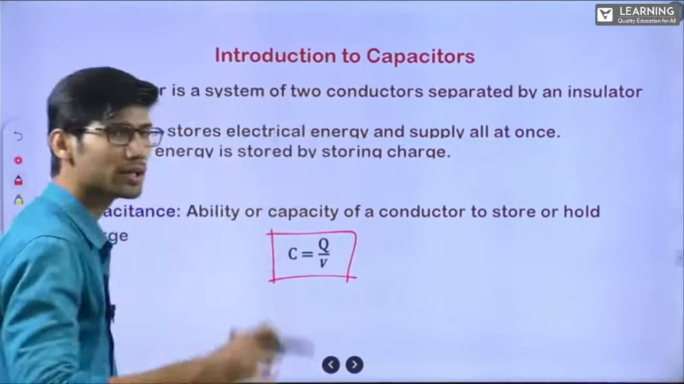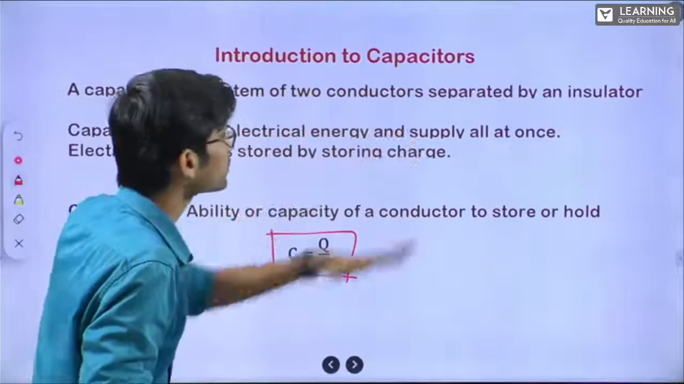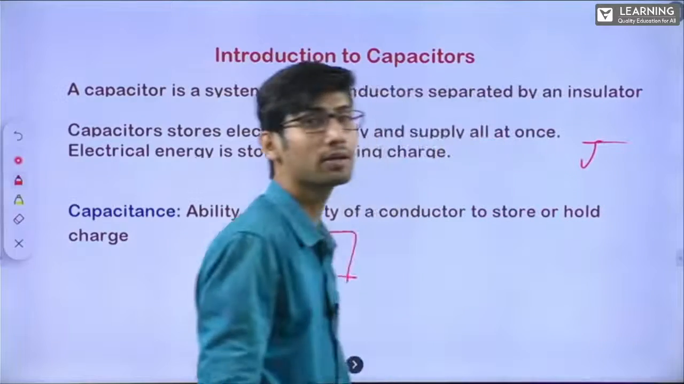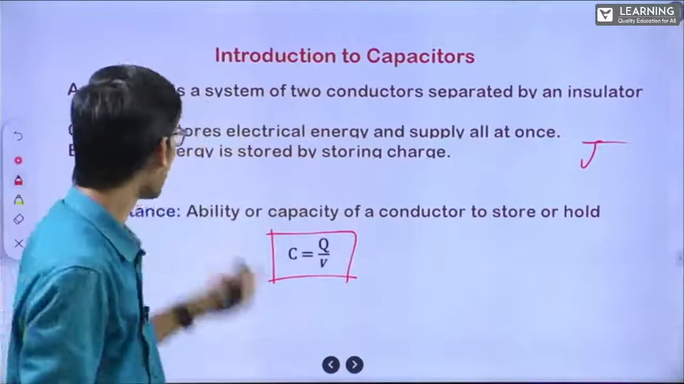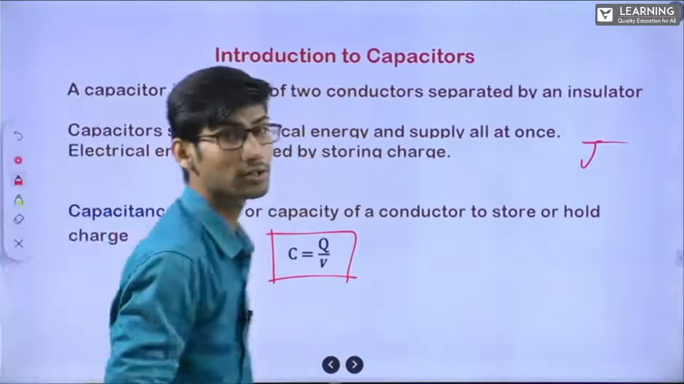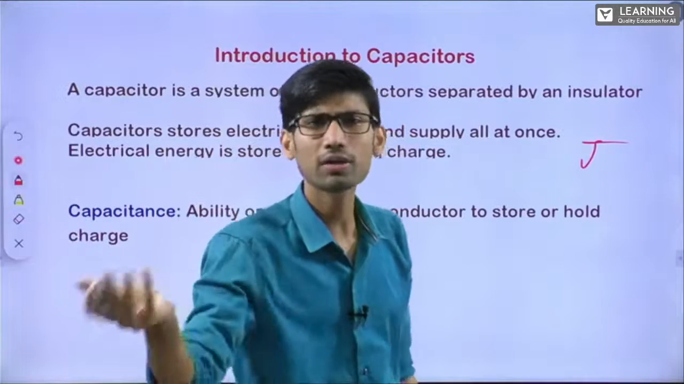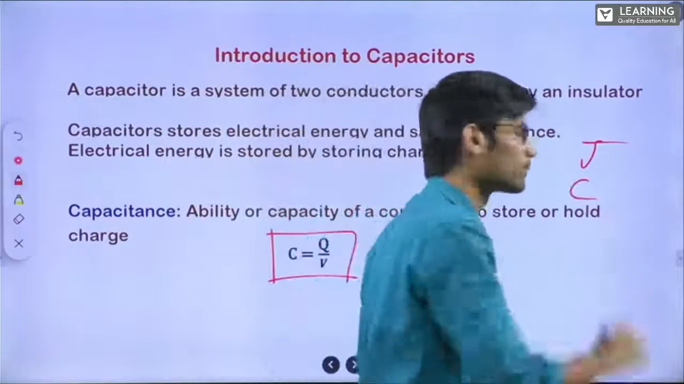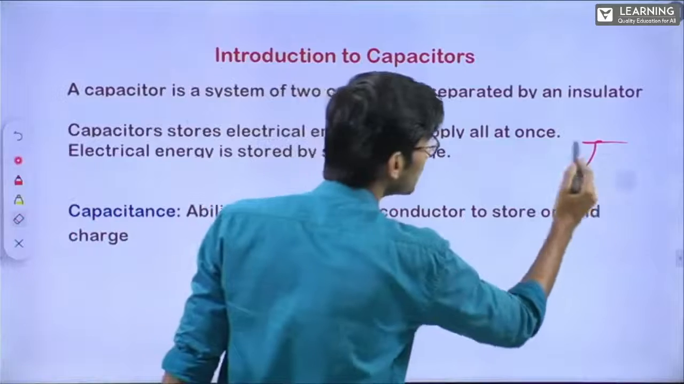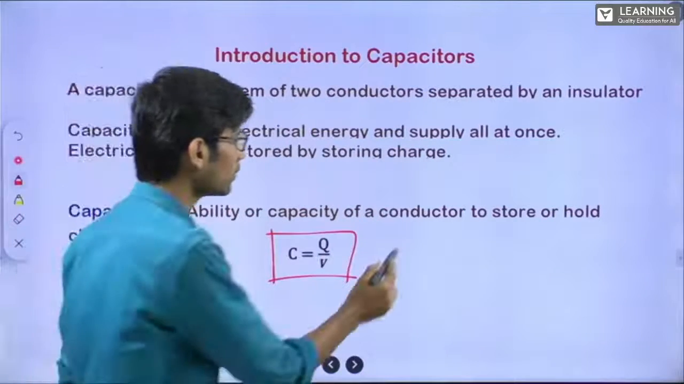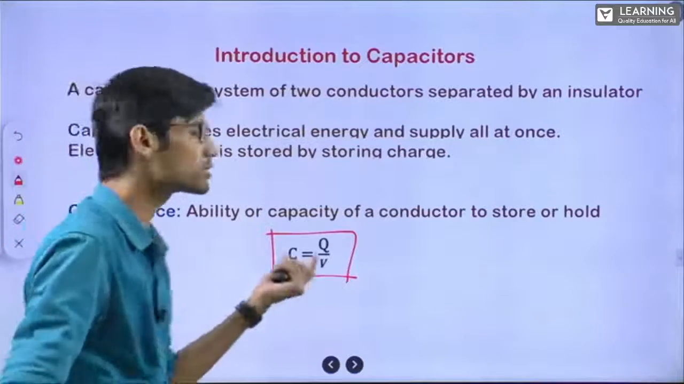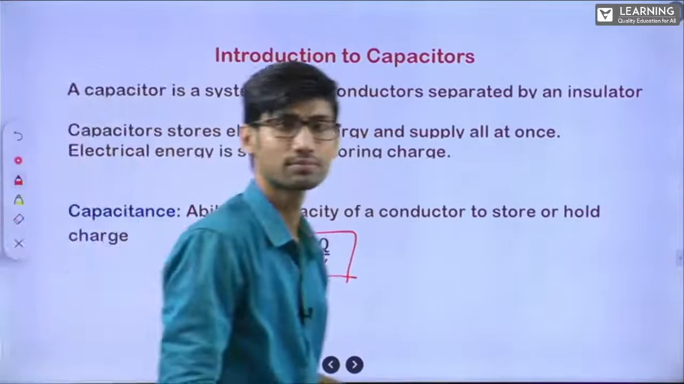See, usually when I say a capacitor stores electrical energy, the thought students get is maybe capacitance has the SI unit joule, right? Or, if you think electrical energy is stored by storing charge, if capacitors hold charge, maybe the SI unit of capacitance will be coulomb. But both are not true. The unit of capacitance is neither joule nor coulomb. If you see this formula, it is coulomb per volt. Correct? So why is capacitance equal to Q by V?